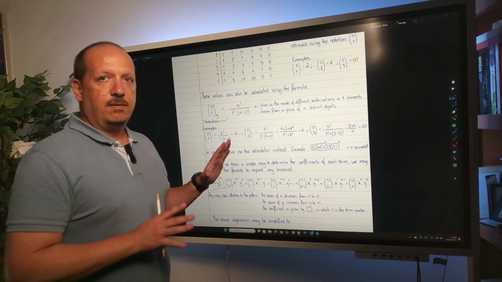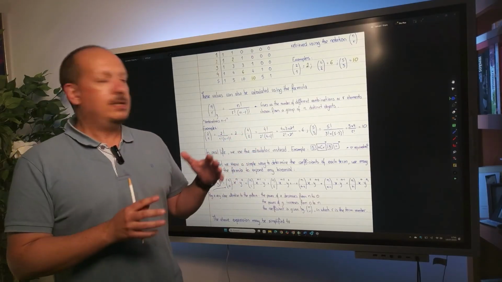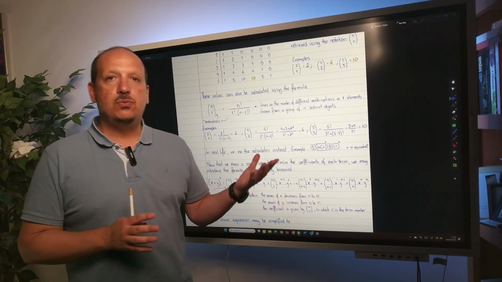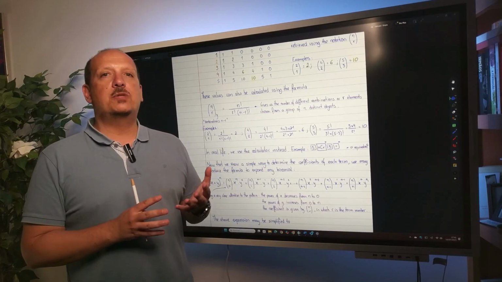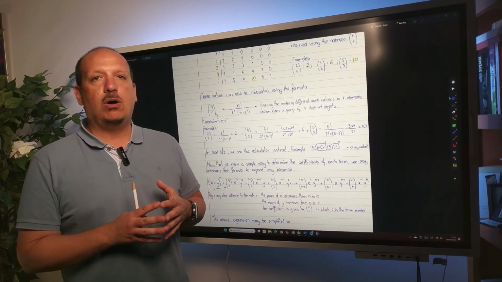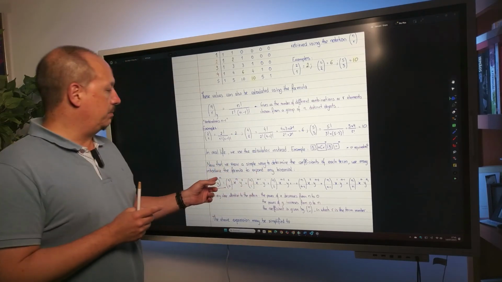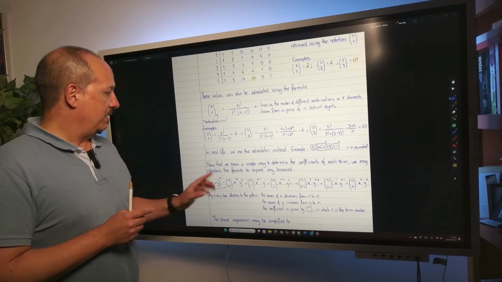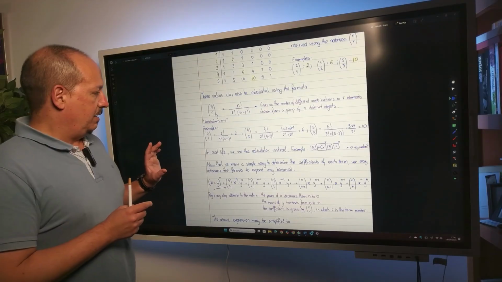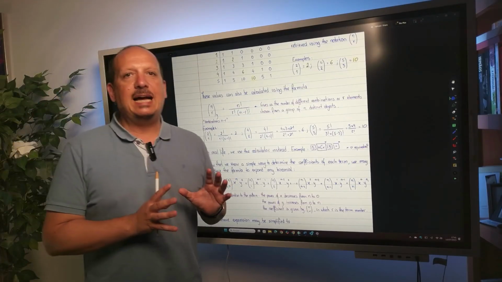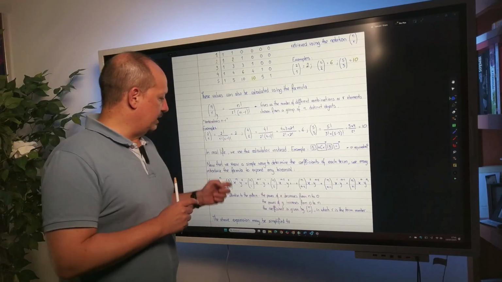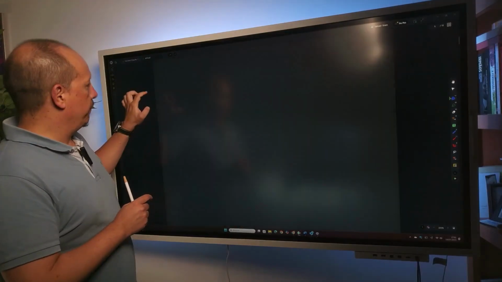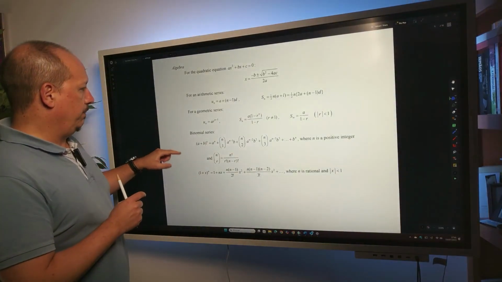Until today, you only knew how to expand (x plus y) to the power of 2. Now you know how to expand (x plus y) to the power of whatever whole number you have there. Okay? This is the main idea behind what this means. You now know how to use this formula.